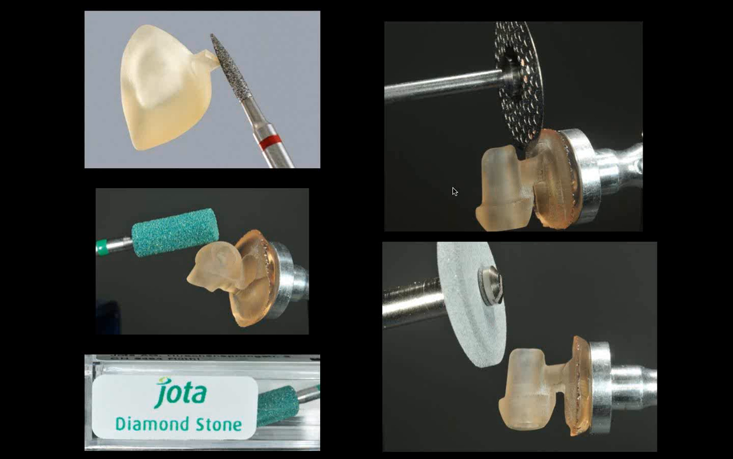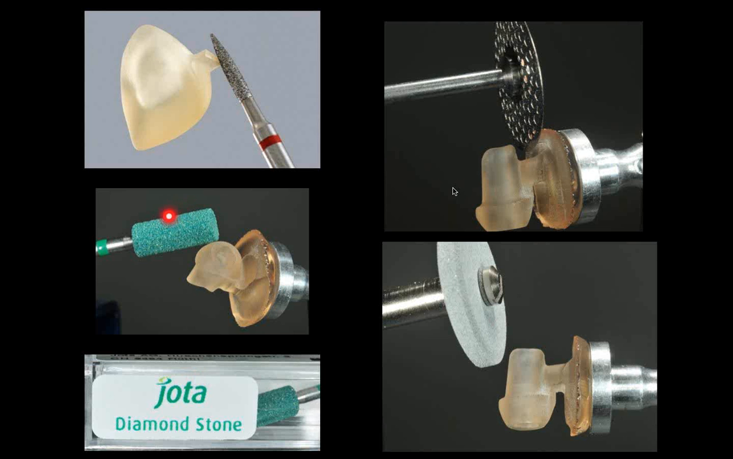And for grinding, I use this product here. This is called Diamond Stone, which you see here. This is by a company, Jota, out of Switzerland. Jota is owned by Meisinger. So it's the Swiss subsidiary, whatever you want to call it.